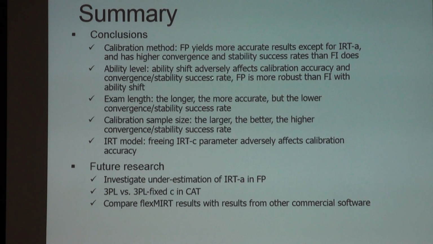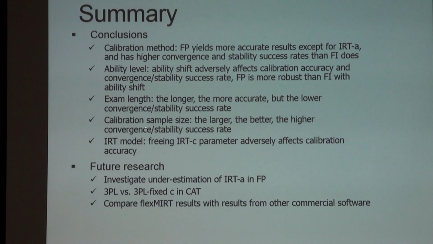About ability level, ability shift adversely affects the calibration accuracy and the calibration success rate. But compared to the fixed item parameter approach, the fixed person method is more robust, especially for short exams and with a smaller sample size.